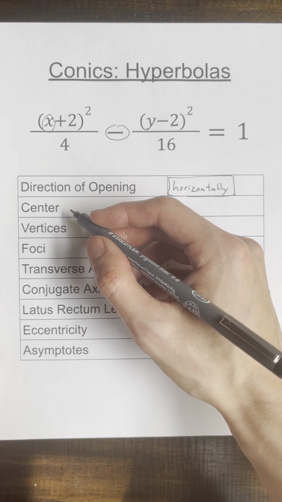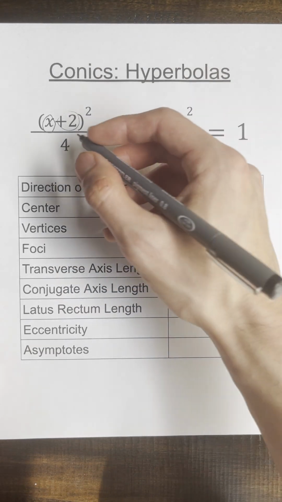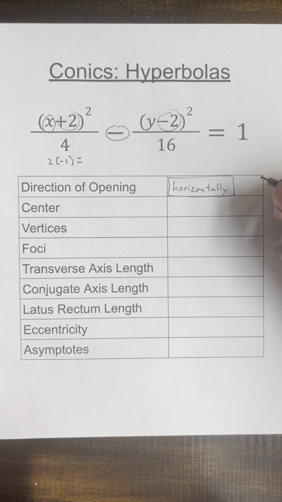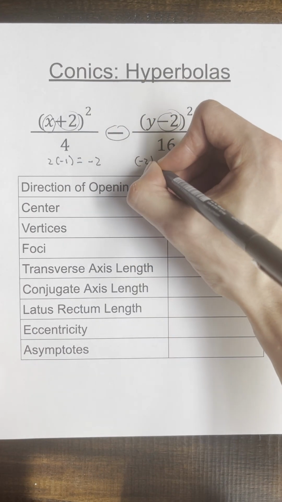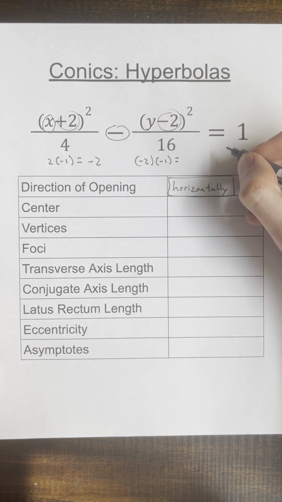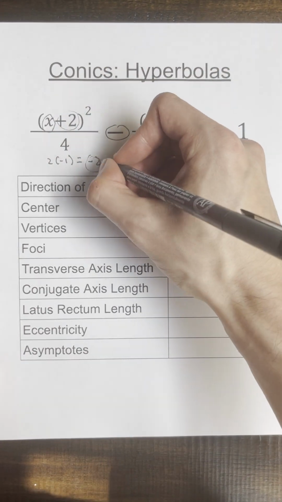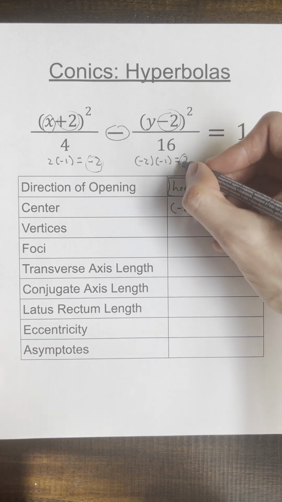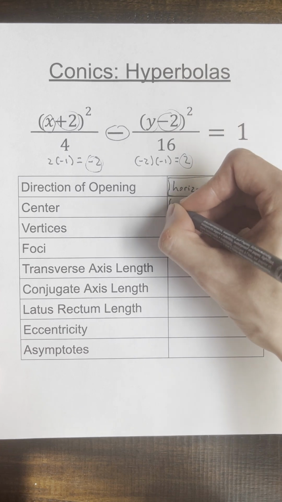To find the center, multiply these numbers by -1. So what's positive 2 times -1? -2. And what's -2 times -1? Two. Since this was with X, I'm going to be using this number as my X coordinate. And since this is with Y, I'm going to use this number as my Y coordinate. This is your answer.